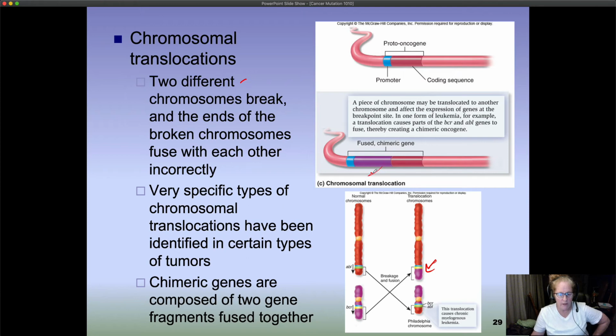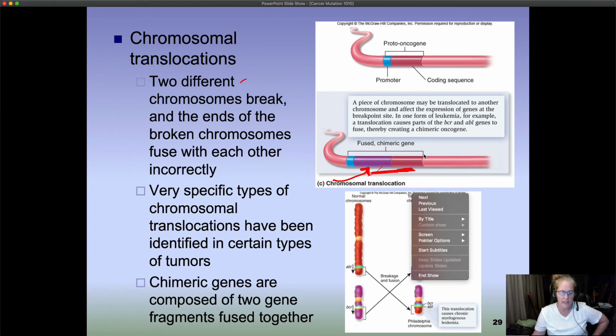In some types of chromosomal translocations, these are found in tumors depending on where those translocations occur. We have here a fused chimeric gene, where we have a chromosomal translocation either from some other part of the chromosome into this region of this particular gene, or from a completely different chromosome. Chimeric genes is what we're looking at here, where a piece of gene from somewhere else is fused to this existing gene, this proto-oncogene, and now this completely changes how this gene is going to be expressed.